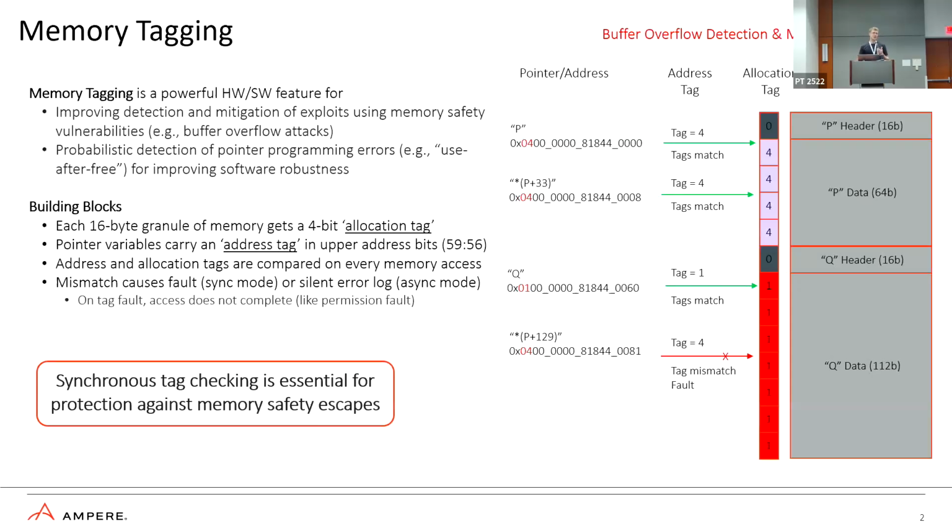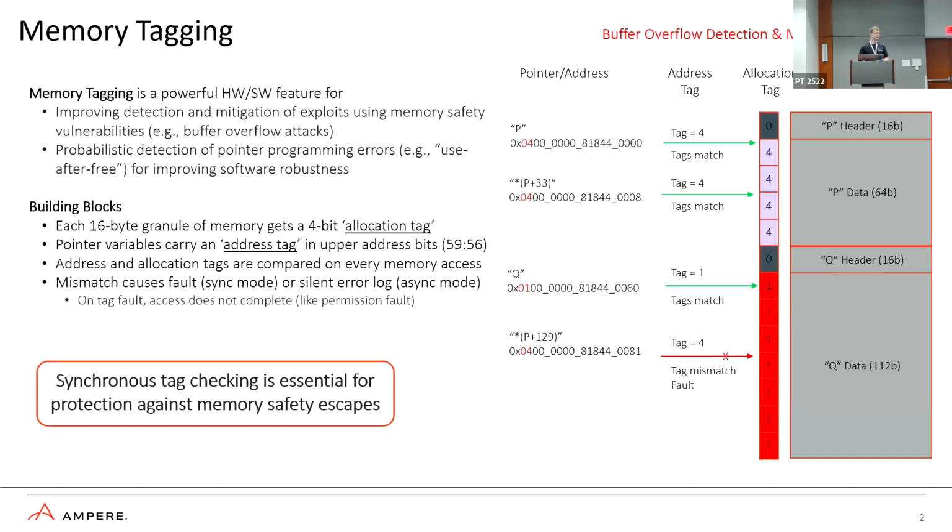The way it works is that each 16-byte granule of memory gets a 4-bit allocation tag. So that's a 4-bit value that's physically associated with that piece of memory. And then pointer variables carry an address tag in some of the unused upper bits of the virtual address. And then on every load and store instruction, the hardware compares the allocation tag and the address tag to make sure that they match. And if they don't match, that's a tag mismatch error.